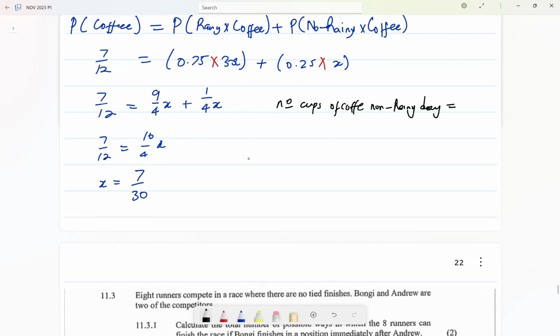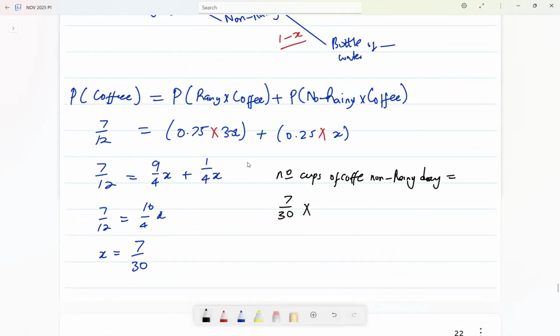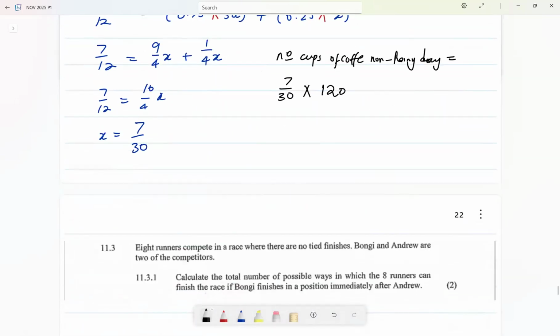It's going to be equal to the probability of getting a coffee on a non-rainy day, which is 7 divided by 8, multiplied by the number of people that we have, which is 120. Then 7 divided by 8 multiplied by 120. This is going to be 4, and then this is 28.